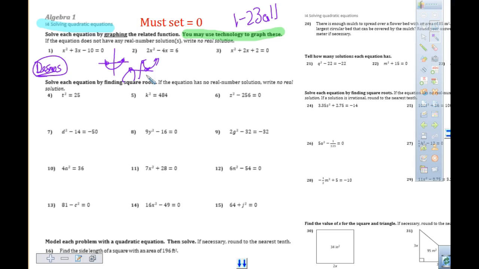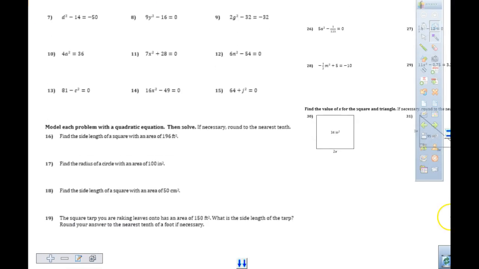When we take our quiz next week, there will be a question where I talk about some of these with the areas. Okay? There were some in your homework tonight.